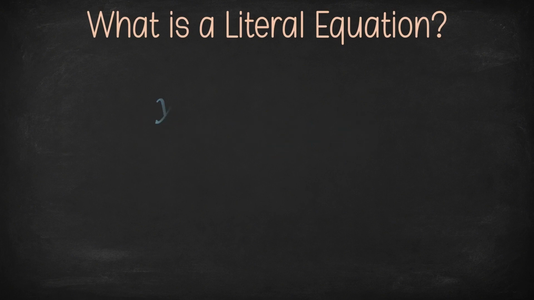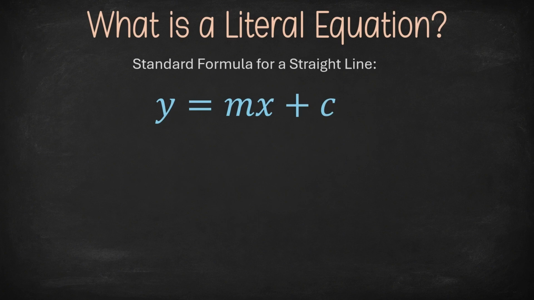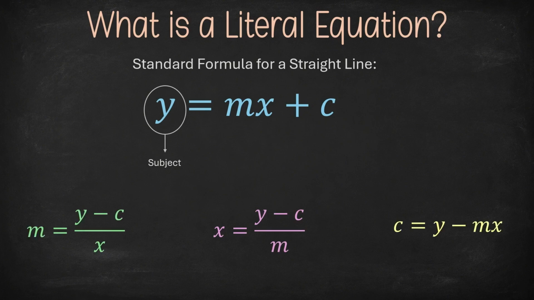For example, let's consider y equals mx plus c. This is the standard equation of a straight line. In this formula, y is currently the subject because it is alone on one side of the equation. If the question asks us to make x the subject, we must rearrange the formula until x is alone. And the same goes for m and c. We have to rearrange the formula until that specific letter is alone. And that letter that is alone is called the subject of the formula.